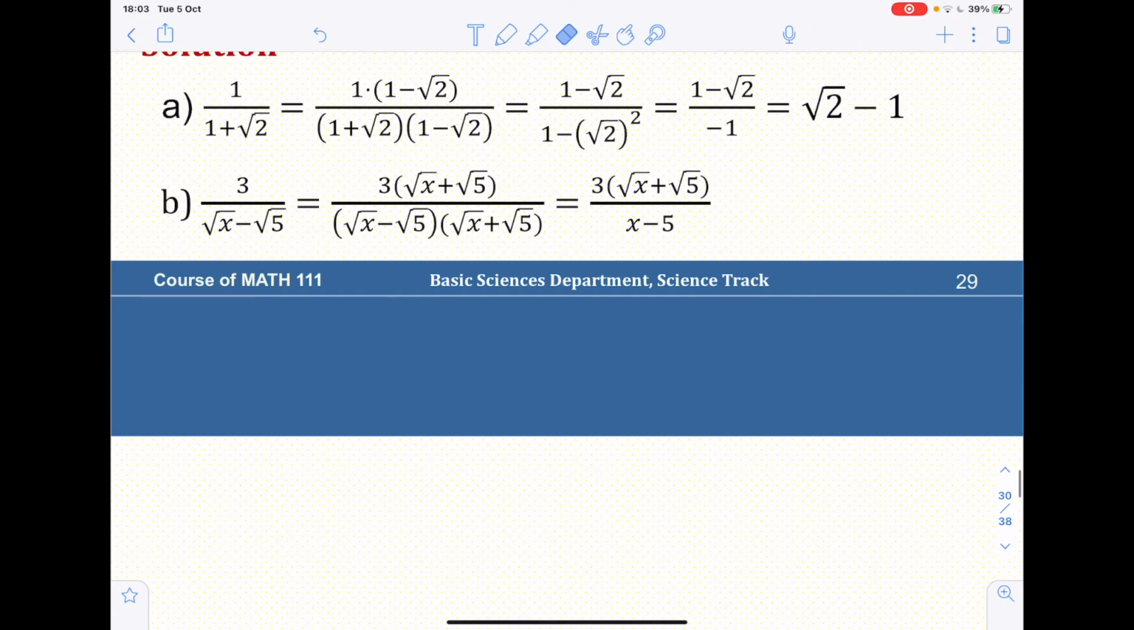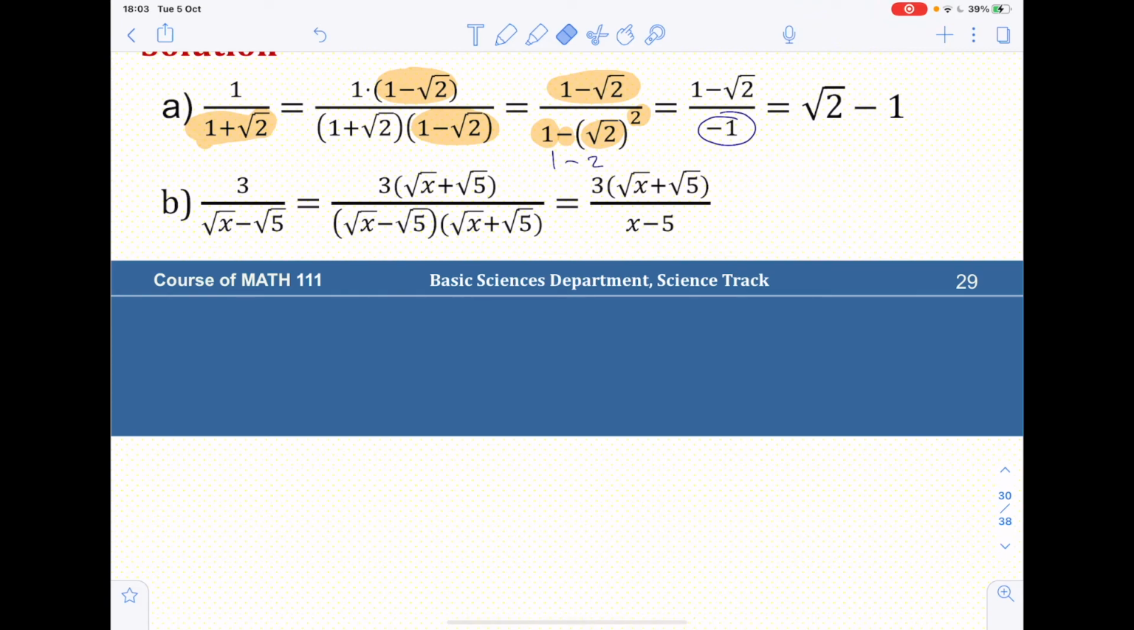As you can see here, this one, 1 plus root 2, so I multiply up and down with 1 minus root 2. In the numerator, I just have 1 minus root 2, and in the denominator, I have 1 squared minus the second one squared. You know 1 squared equals 1, and root 2 squared equals 2, so 1 minus 2 equals minus 1.